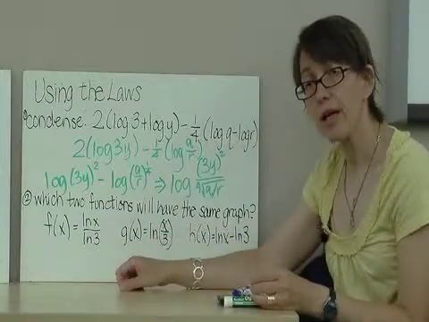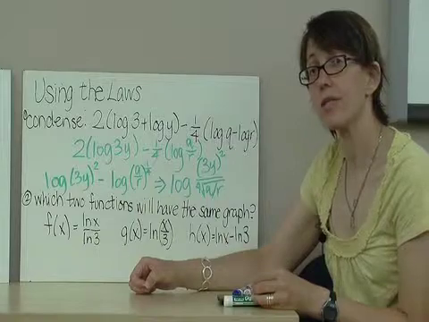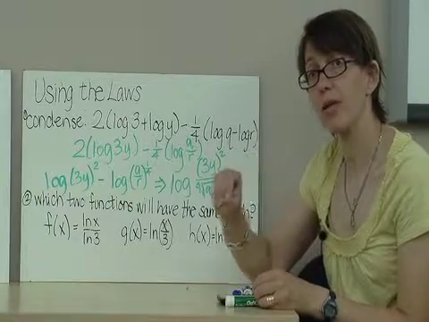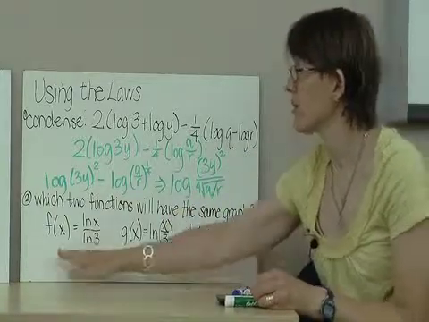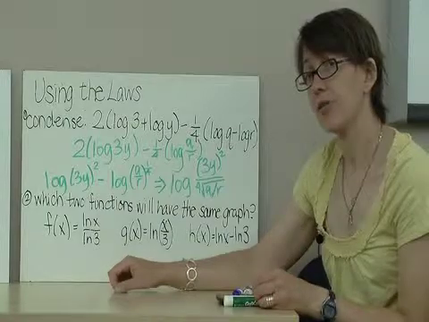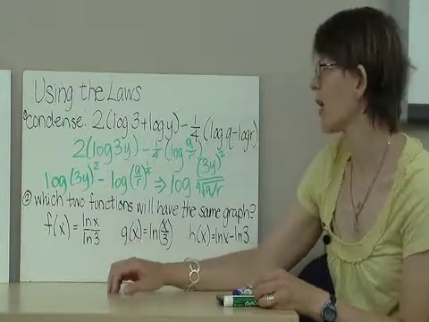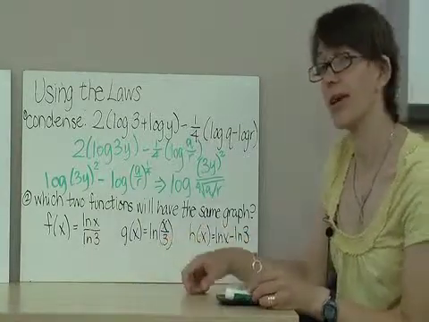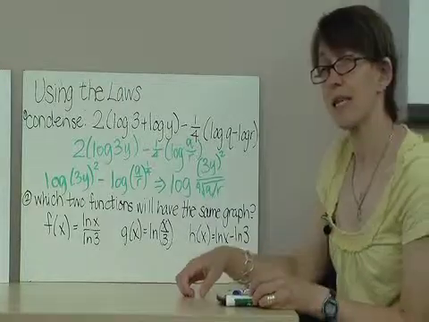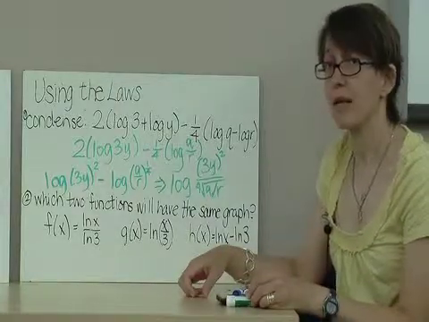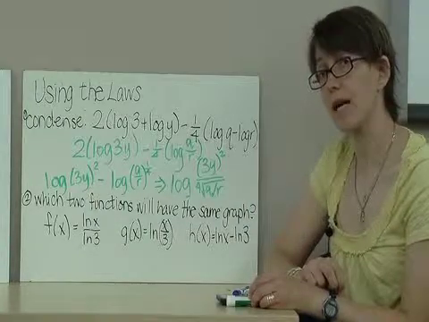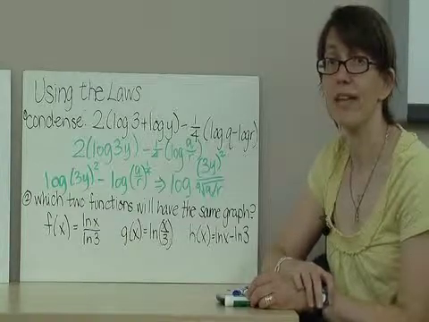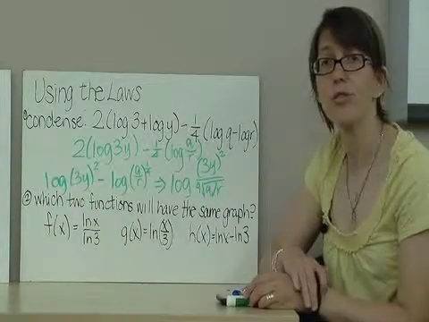Now I do want you to think, now that you know about the laws of logarithms, I have 3 functions here. Which 2 of these functions would have a graph that would look the same? And why would this happen? My 3 functions are natural log of x divided by natural log of 3, g of x, natural log of the quantity x divided by 3, and h of x, natural log of x minus natural log of 3. 2 of those graphs are going to look exactly the same, and it's up to you to figure out which ones and why, and we'll talk about it in class. So thanks. That's how you use the laws of logarithms.